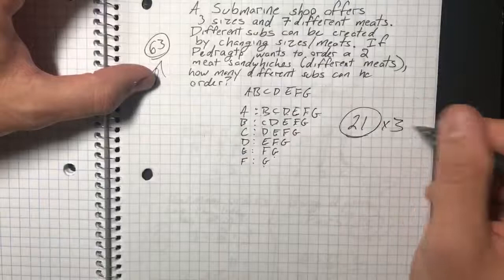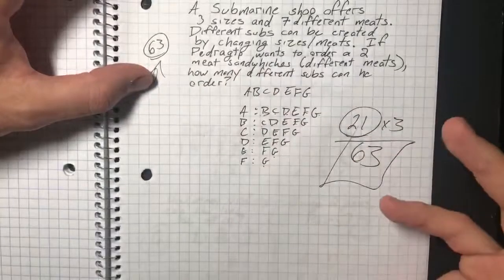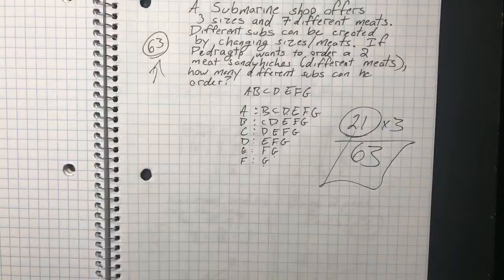Then we multiply that by 3 because there are 3 different sizes. That's how we get to 63. Bang, bang, bang. Nice, guys. Nice. That's really good. Really good.